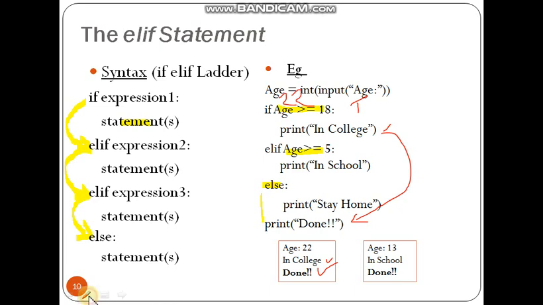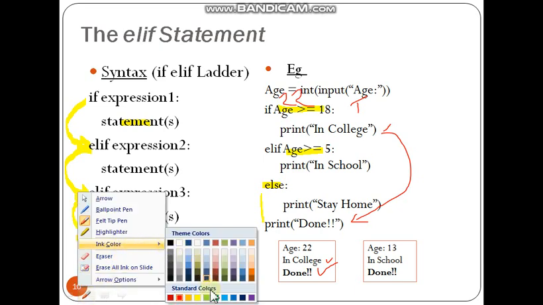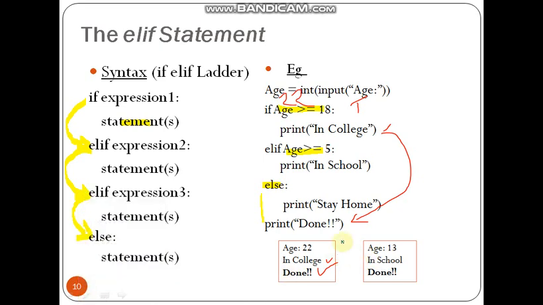Now let's see another case. Suppose we are inputting the age as 13. So 13 greater than or equal to 18, is it true? No, it is false. So the control will pass to the next elif. So 13 greater than or equal to 5, is it true? Yes, that is true. So it will execute this print statement, that is, it gives the output "in school".